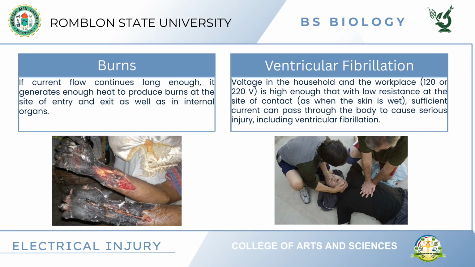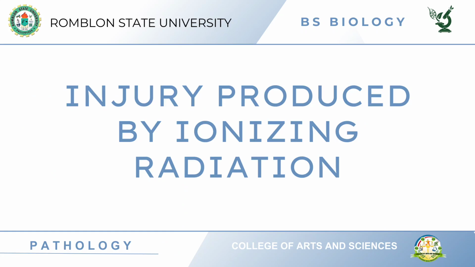So, in short, wet skin, when our skin is wet, lowers the resistance of our body to electricity, which allows a higher amount of electricity to flow through our body and can cause serious harm, especially to our heart. So that's all for electrical injury. Let's proceed to injury produced by ionizing radiation. So this one is a bit long.